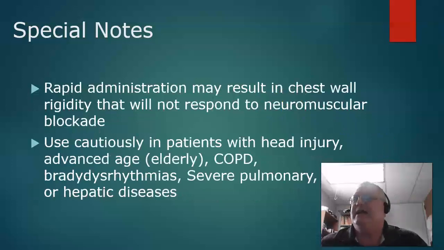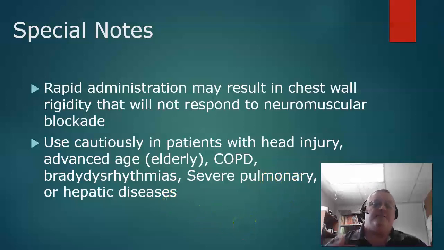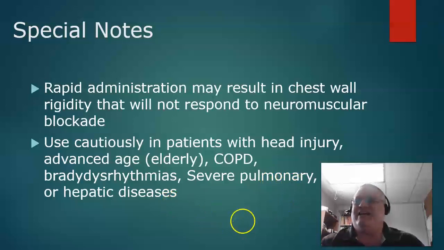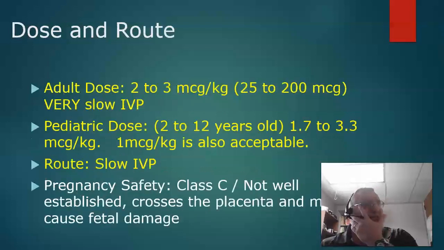Okay. So again, chest wall rigidity when you push it too fast. I guess you're going to see that later on in your test, because that's one of the biggest side effects. Give it slow, dilute it out, give it slow. Okay. And again, use cautiously with the older patients, COPD. Remember that it is processed in the liver, so if they've got liver disease, hold off. It's eliminated through the kidneys, so again, the dialysis patients, you've got to be careful with it. I usually cut my dose in half.